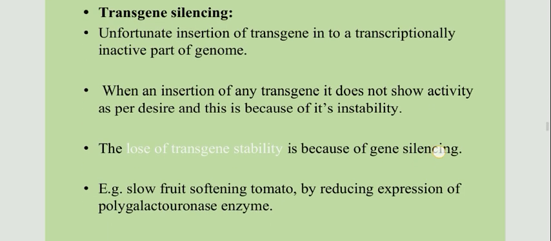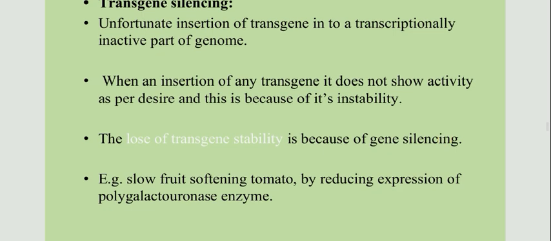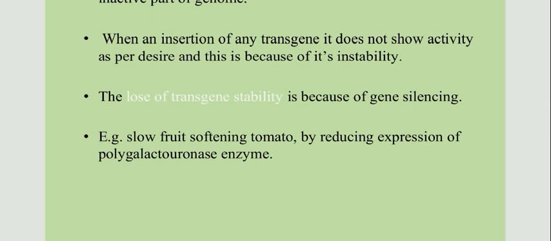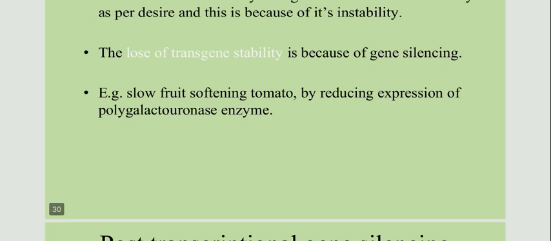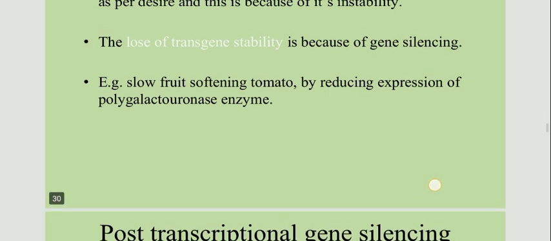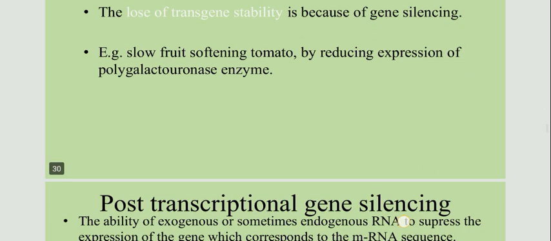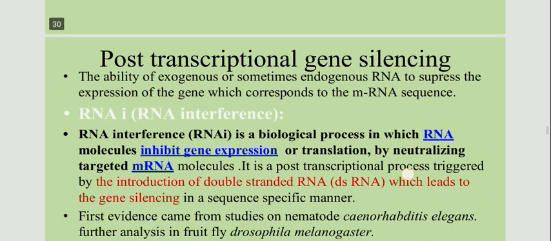When a transgene is inserted, it may not show activity as desired, because of its instability. The loss of transgene stability is because of gene silencing. An example is slow fruit softening tomato, by reducing expression of the polygalacturonase enzyme. Post-transcriptional gene silencing.